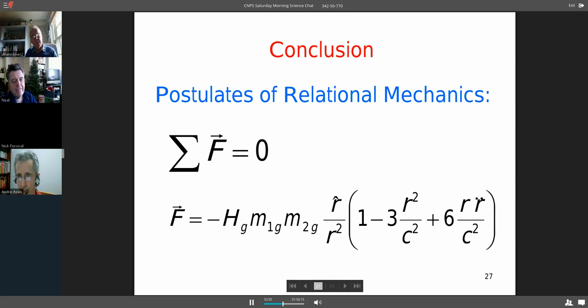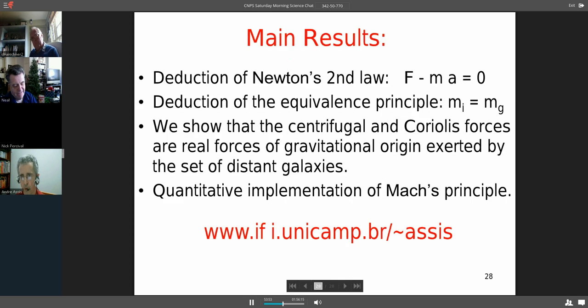Okay? So, in conclusion, relational mechanics has two postulates. The sum of all forces acting on any body is always zero in all frames of reference. And instead of Newton's law of gravitation, we apply Weber's law to gravitation. What are the main results that you can see later on in the book if you wish? We deduce Newton's second law of motion. We do not postulate it. F minus ma equals 0. We deduce the equivalence principle, that the inertial and gravitational masses are proportional to one another.